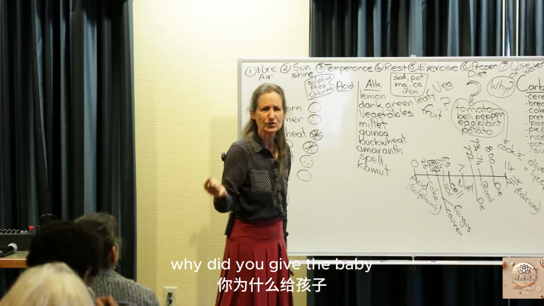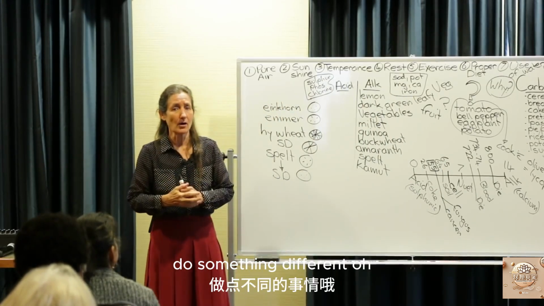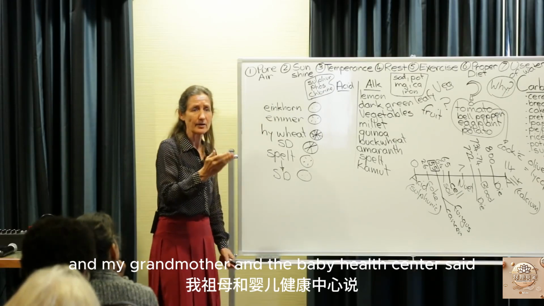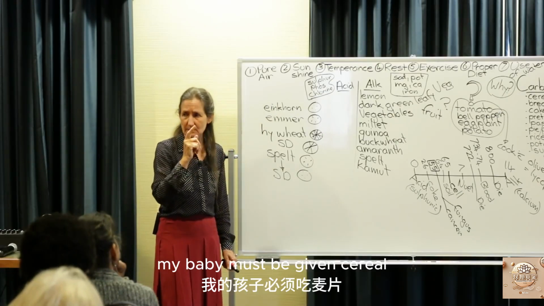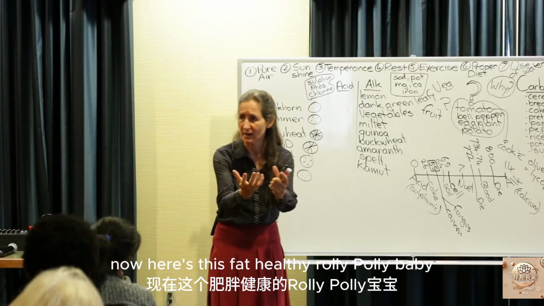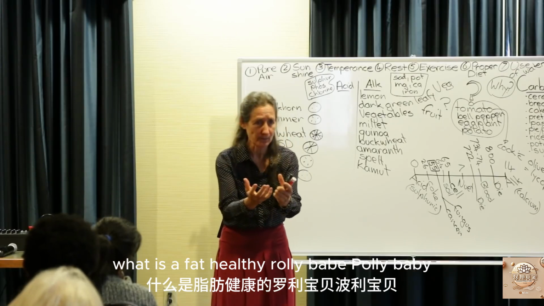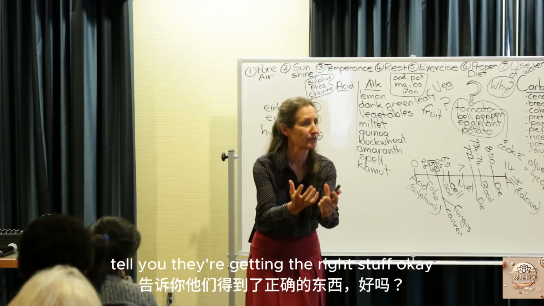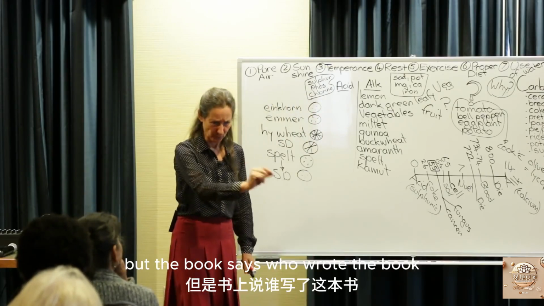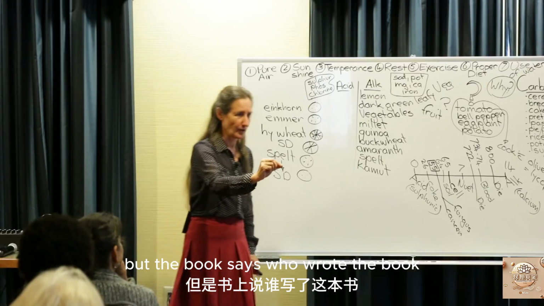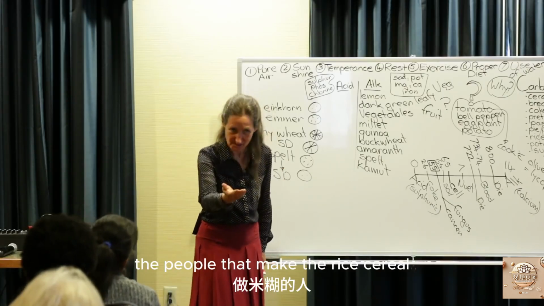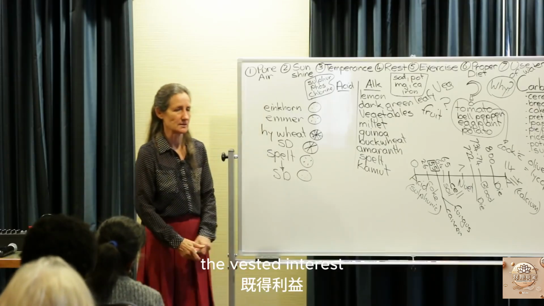Why? Did you do something different? Oh, my mother and my auntie and my grandmother and the baby health centre said my baby must be given cereal. Now here's this fat, healthy, roly-poly baby. What does a fat, healthy, roly-poly baby tell you? They're getting the right stuff. Okay. But the book says, who wrote the book? Oh, well, the people that make the Farex, the people that make the rice cereal, the vested interest.